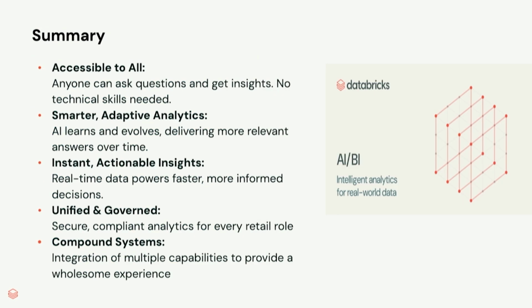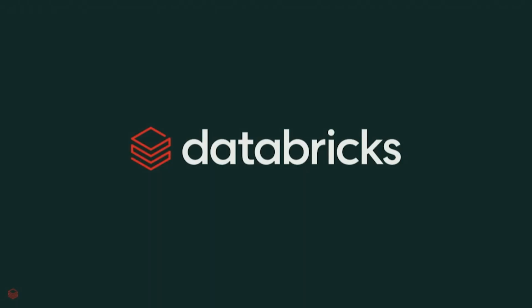Now, to end it out, I want to just summarize what we discussed so far. We discussed Genie spaces, enabling BI users on AI, making data accessible to everybody, making smarter analytics, giving users the opportunity to have instant actionable insights, so you can move forward and improve your organization's productivity, and you can build a compound AI system using Genie and multiple agents. That's it. Thank you.